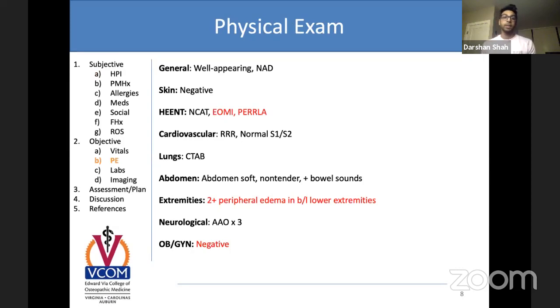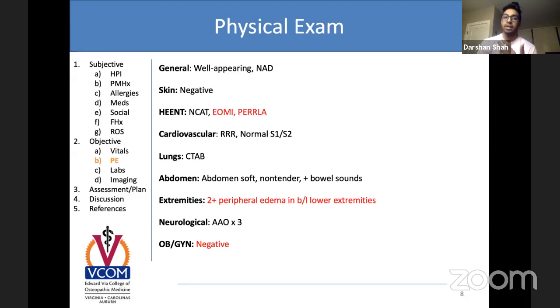Okay, physical exam. So generally, we always look generally. A lot of your attendings, when you go to med school and you present, will want to know basically what this patient looks like. Are they obese? Are they well appearing? Are they disheveled? Are they in acute distress? Are they breathing heavily? So this patient is well appearing and in no acute distress. That's what NAD stands for. Her skin assessment, nothing really abnormal there. It's probably dry and warm.